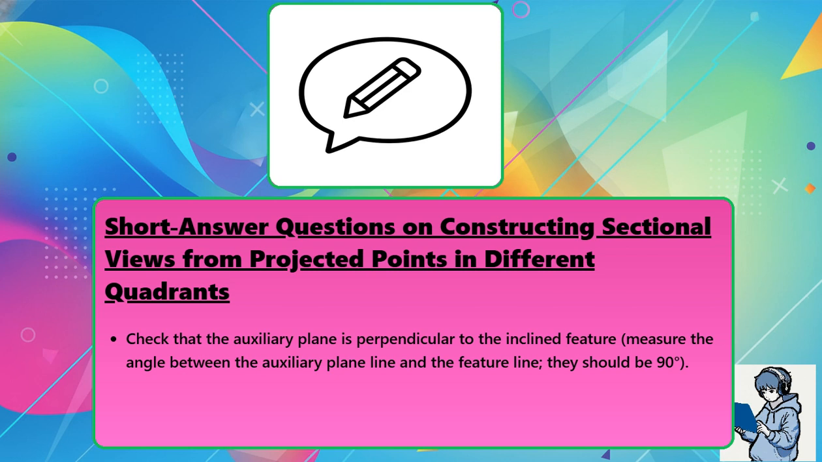Check that the auxiliary plane is perpendicular to the inclined feature. Measure the angle between the auxiliary plane line and the feature line. They should be 90 degrees.